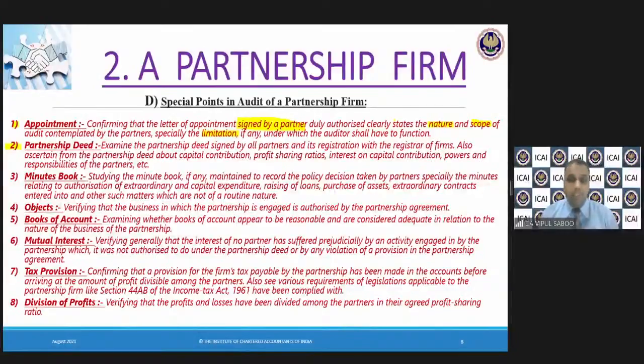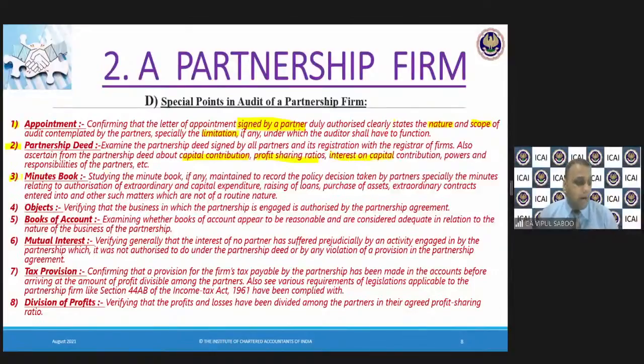Right now it is optional to register your partnership firm. But if you want to take legal benefits in case of disputes among the partners or with a third party, in such situations the registration of the partnership firm is really important. You can understand about the capital contribution, the profit sharing ratios, interest on capital, etc.